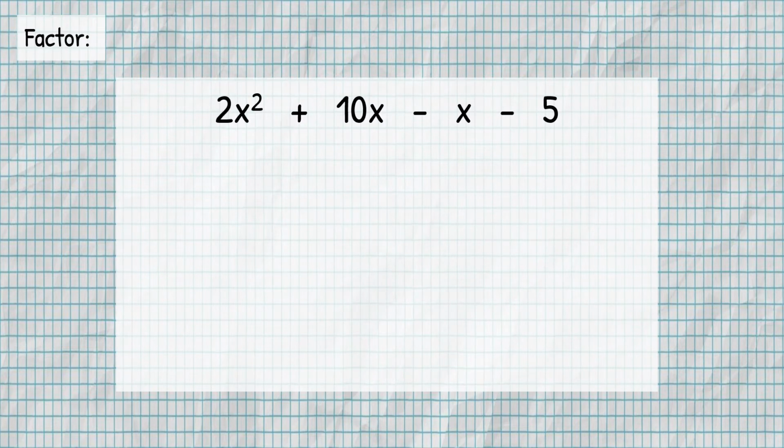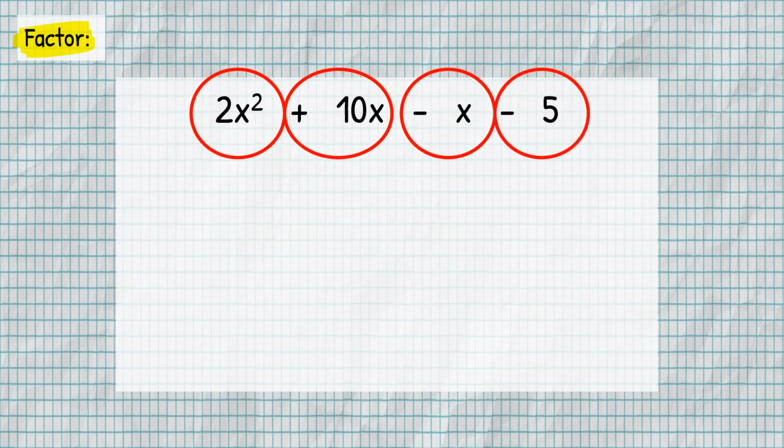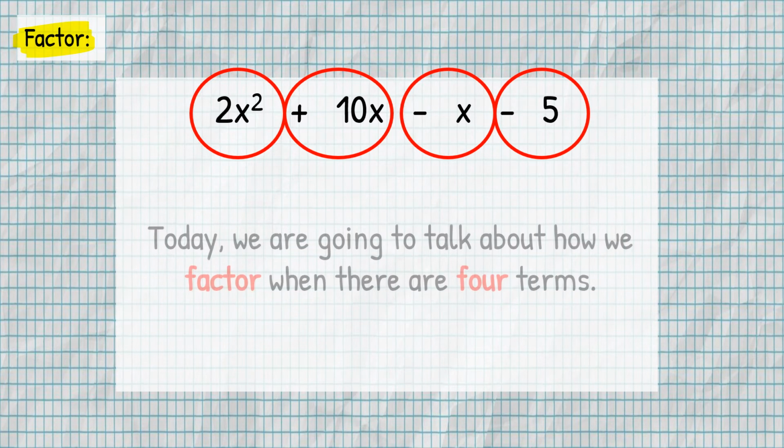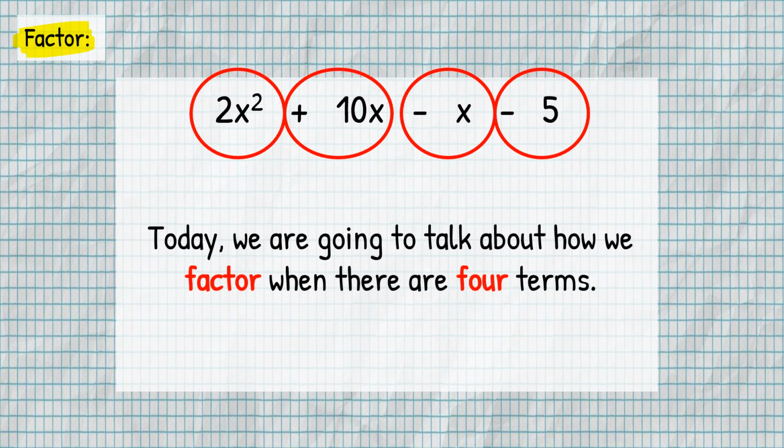We see here that the directions say factor. And it's a little bit different because we have four terms, 1, 2, 3, 4. So the method we're using today is when we're factoring with four terms. So if you see four terms in your problem and you're asked to factor, you might want to try this strategy first.